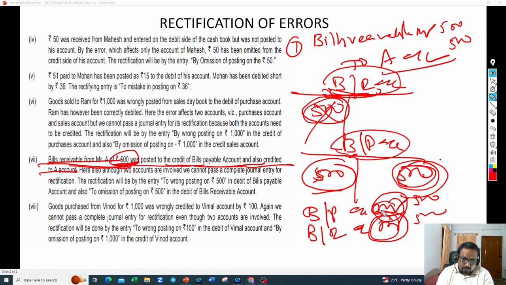So what are you supposed to do? In bills receivable account, you need to write 'to omission of entry'. Simple, because you omitted. And on the debit side of bills payable account, you need to write 'to wrong posting', 500. That's all you need to do. You can't prepare a complete double entry because the mistake can be rectified only by debiting multiple accounts. Since there is no credit, you can't make it a complete entry. Are you clear on this?